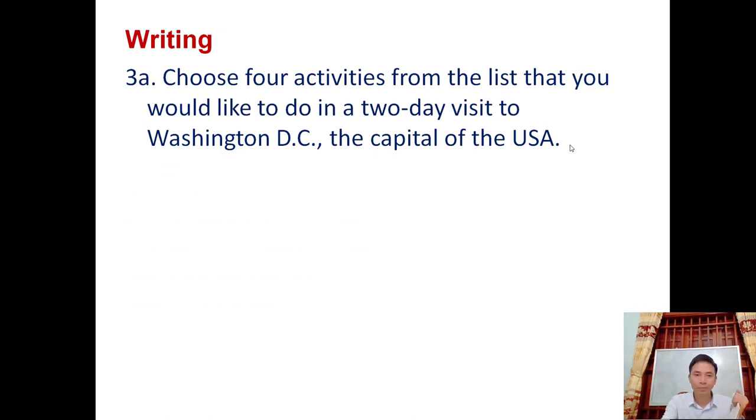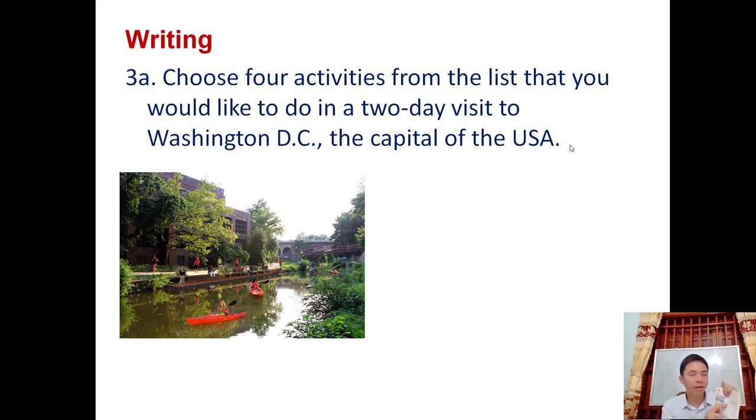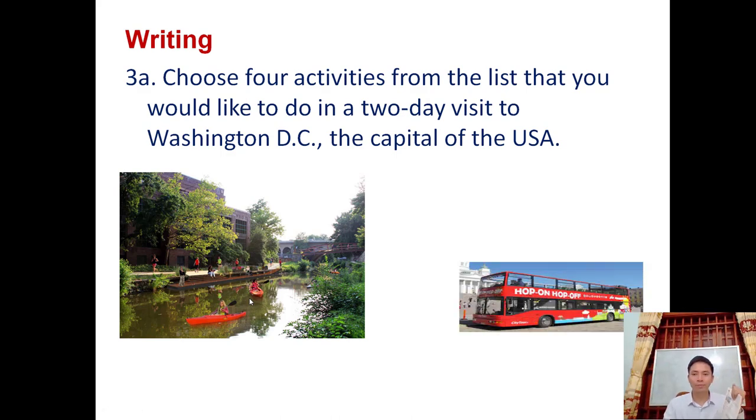Now, number 1, canoeing. Các em nhìn vào sách cho dễ theo dõi nhé. Number 1, canoeing along the C&O canal, enjoying the beautiful scenery. Chèo thuyền dọc theo kênh đào C&O và thưởng ngoạn cảnh đẹp. Các em nhìn vào tranh đi. Ok, beautiful. Rồi, number 2.